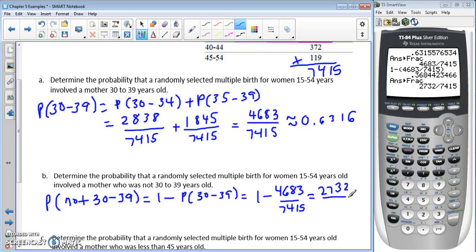Another way to do this was to add up everything, but that would take more time. And I'm just going to write my approximate decimal underneath this here. So 0.3684.